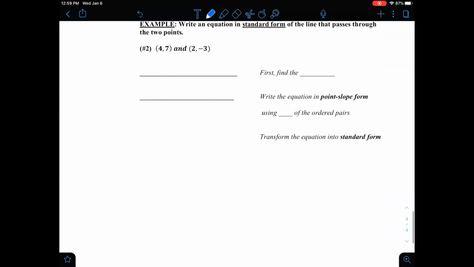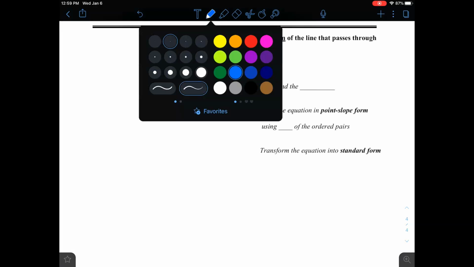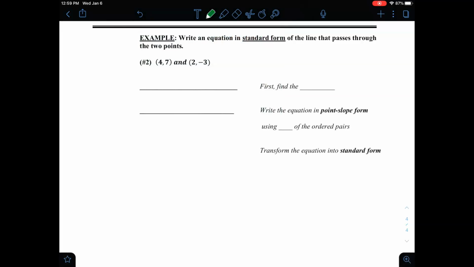All right, last example. Is this the last example? I think it is. All right, write an equation in standard form of the line that passes through the 2 points. Okay, so we need to have it probably in slope intercept form. We need y equals mx plus b, and then we can move stuff around and get x and y on the same side. So the first thing we need to find for slope intercept is the slope.